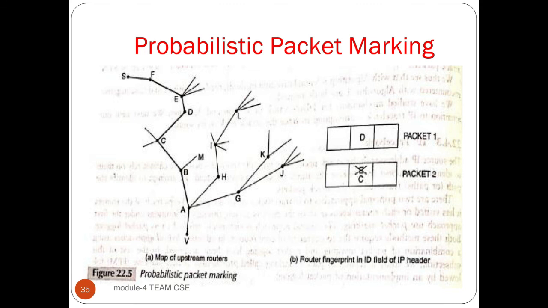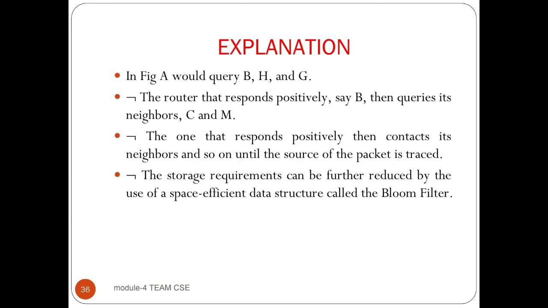Next slide, please. Explanation for this: in figure A, we would query B, H and G. The router that responds positively, say B, then queries its neighbors C and M. The one that responds positively then contacts its neighbors, and so on, until the source of the packet is traced. The storage requirements can further be reduced by the use of a space-efficient data structure called a Bloom filter.